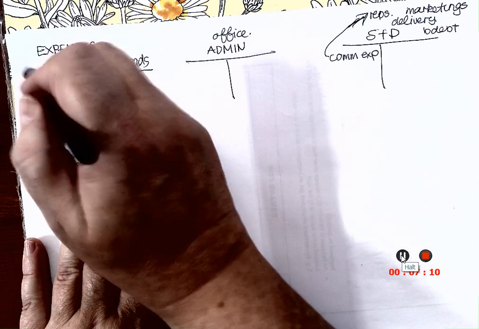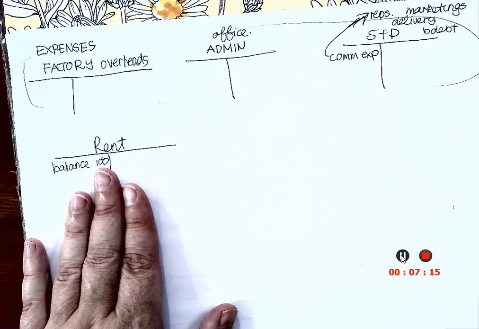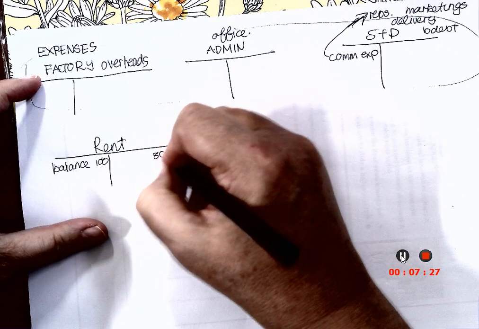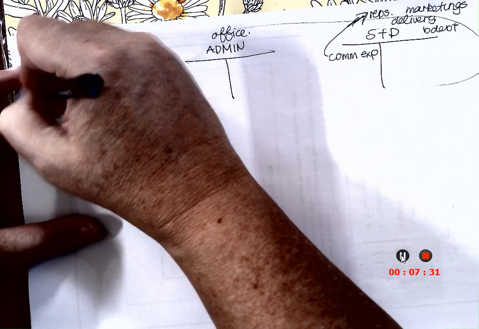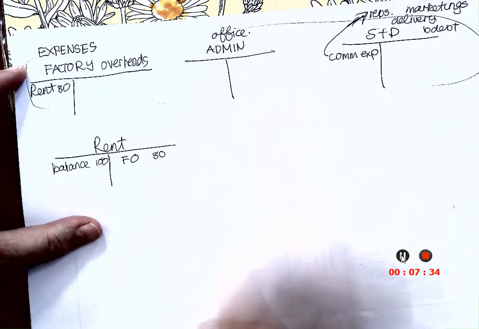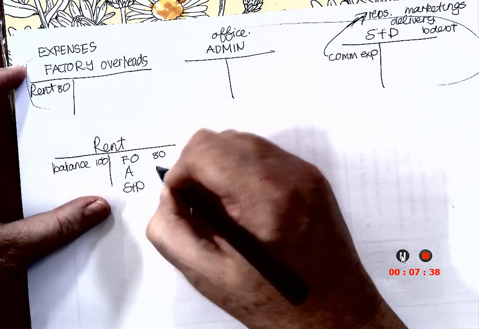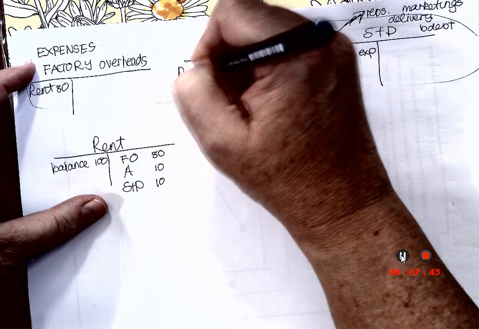So now I have rent. But can you see that all of these departments are inside the building? So now I'm going to allocate the expense according to how much each one uses. So I say, oh, the factory is going to get 80. He's going to carry 80, so there's going to be a rent in the factory. The office, meaning admin and sales and distribution, is each going to carry 10 of the rent. Can you see now I've got rent in each one?